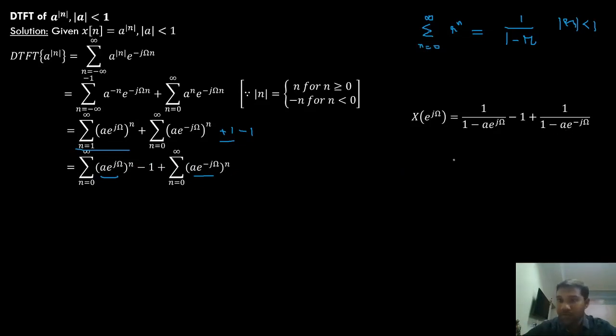So we can simplify this. If you simplify this, we will get 1 minus a square divided by 1 plus a square minus 2a cos omega. You just have to simplify it. Substitute e power j omega equal to cos omega plus j sin omega, and simplify.